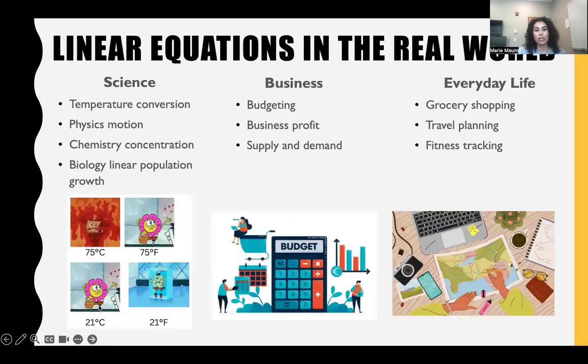These are linear equations that can be used in the real world. So in science, we can use it for temperature conversion, physics motion, chemistry concentration problems, biology linear population growth, and in business, we can use it for budgeting, business profit, supply and demand. And in everyday life, there's so many examples, but some include grocery shopping, travel planning, and fitness tracking.